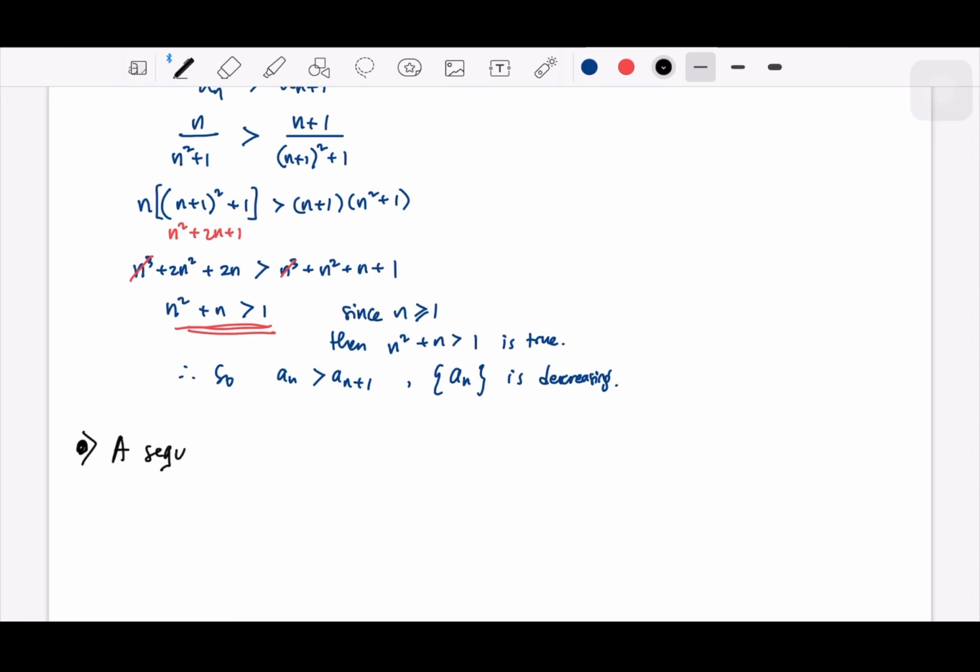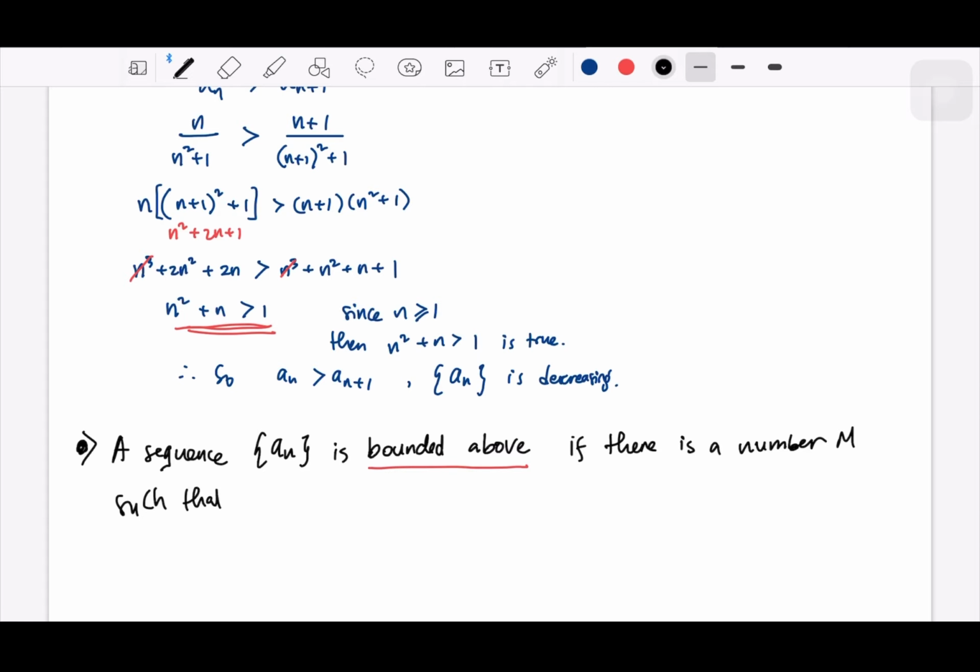So a sequence is bounded above, let me write bounded above, if there is a number m such that the sequence is always less than m for all n greater or equal 1. It's similar to what we did in the precise definition. So there is another number that is still higher than our an.